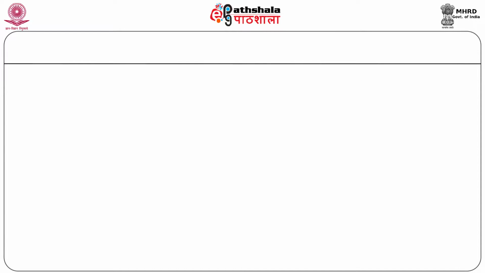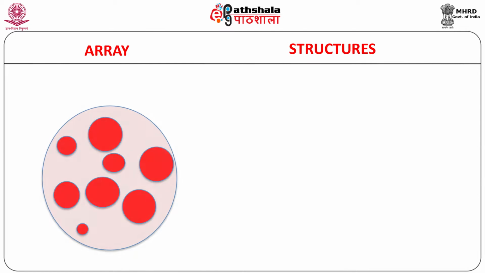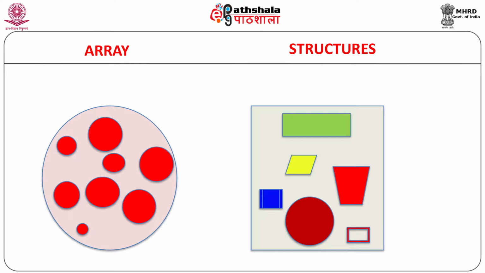Let us see the difference between array and structure. An array is a systematic arrangement of similar data or objects, whereas a structure is another user defined data type that allows you to combine data items of different kinds. In the conceptual diagram of array and the conceptual diagram of structure, you can see different objects are drawn and painted in order to understand the difference between array and structure.